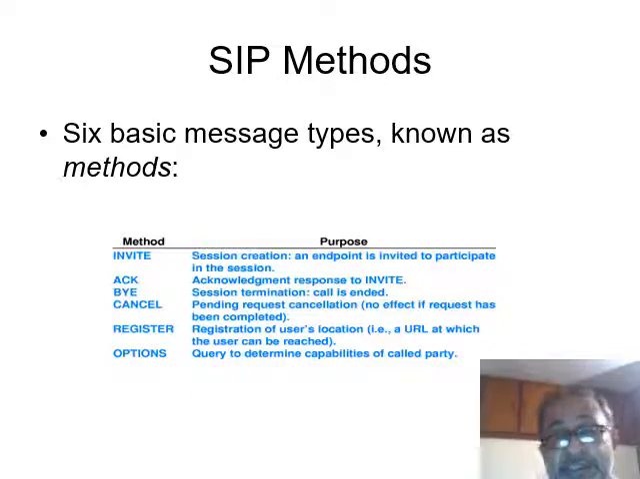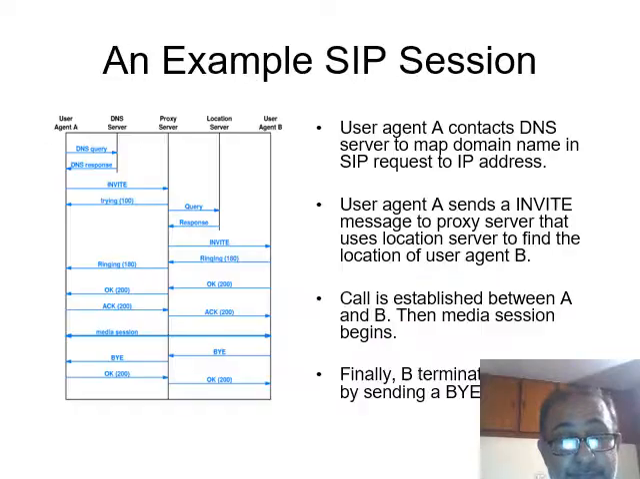There are 6 message types which are also known as methods. These are basically signals that go from one place to the other, and which do all the signaling part. For example, there is an invite method or invite message, then we have the acknowledgement method, then the bye method, then there's cancel, register, options. These are different methods that are used normally.